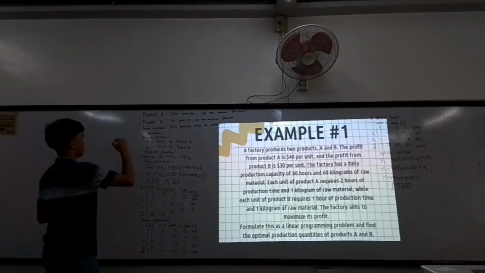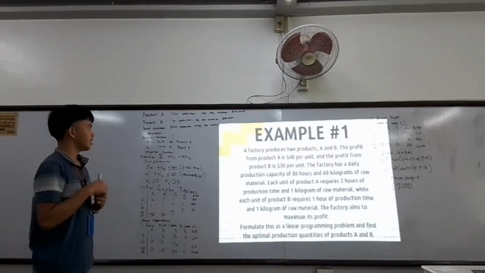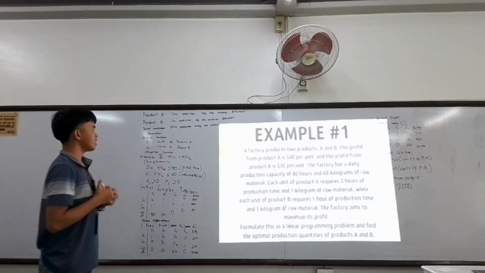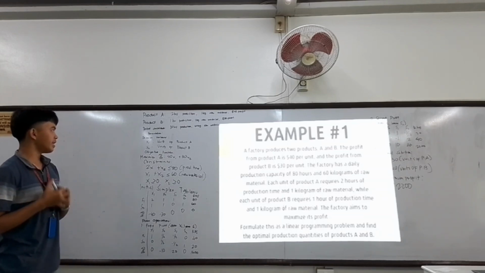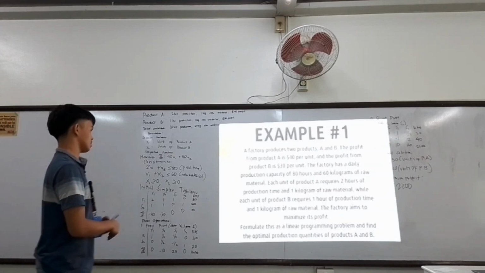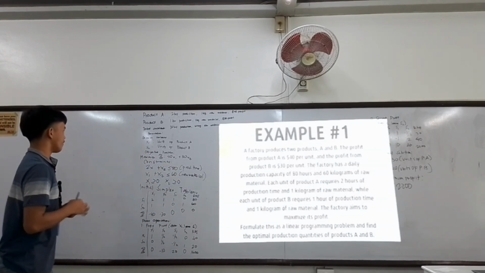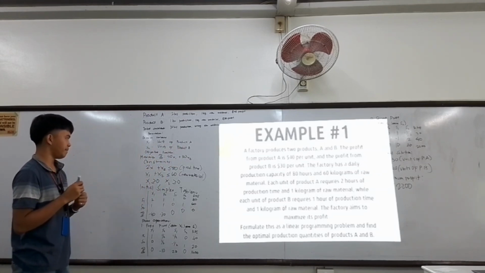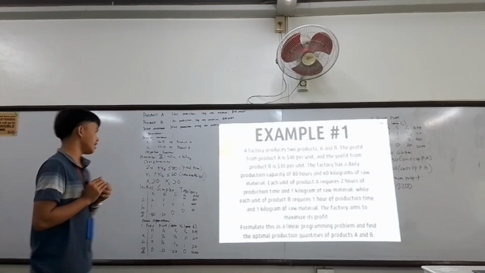Number 1, we have product A of 2 hours production, 1 kilogram of raw material and $40 of profit. And for product B, 1 hour production, 1 kilogram raw material and $30 of profit. Total available is 80 hours production and 60 kilograms raw material. So we formulate the decision variables: x sub 1 is the units of product A, and x sub 2 is the units of product B. For the objective function, we maximize 40x sub 1 plus 30x sub 2.